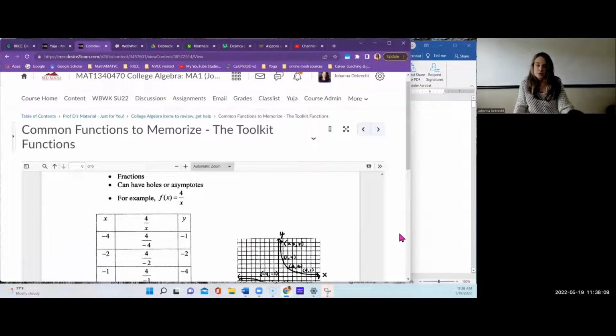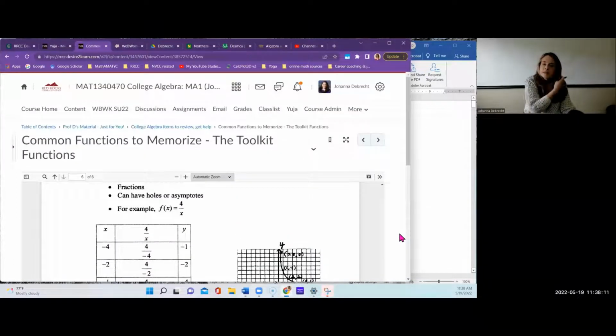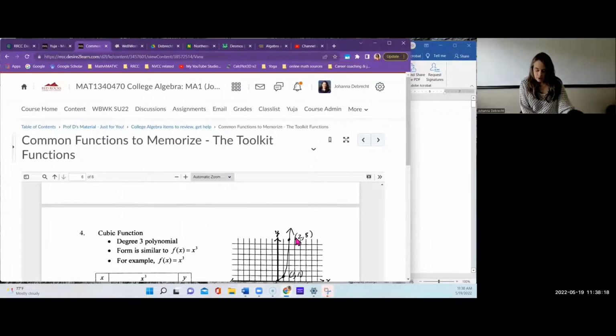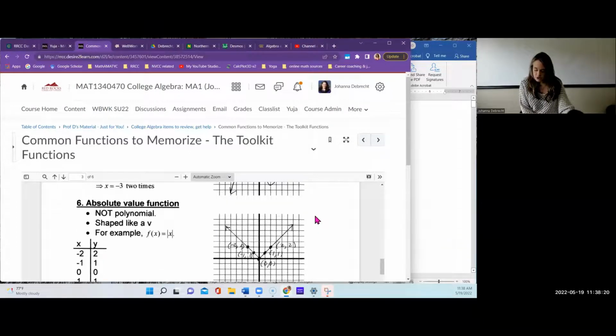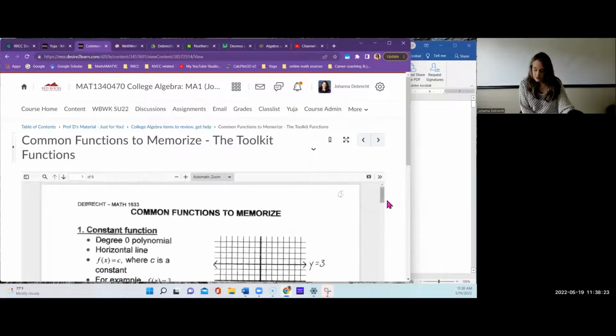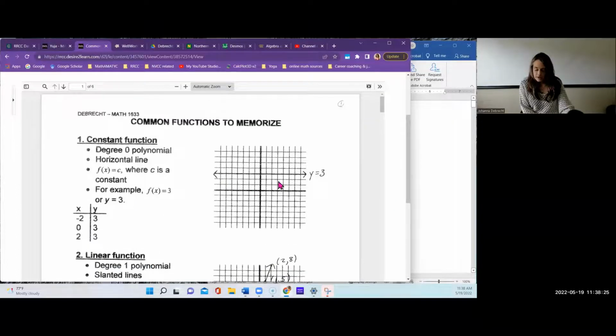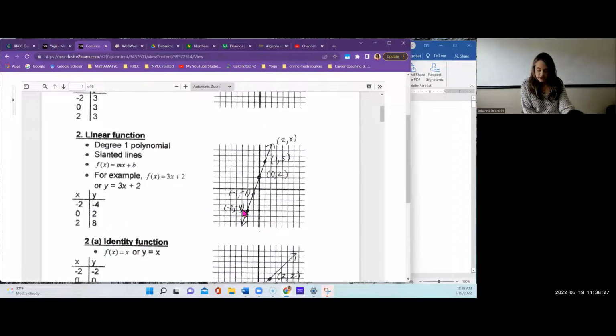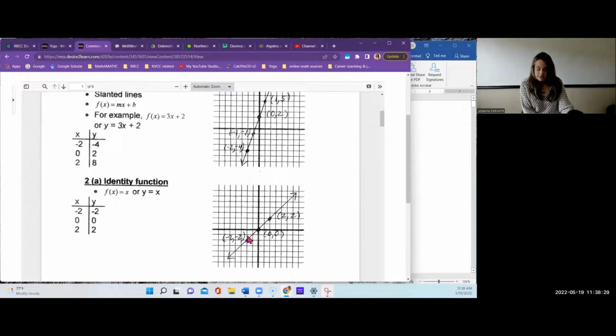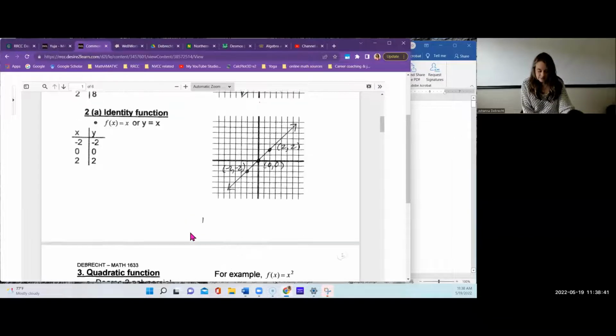I hope this helps you to learn what the toolkit functions basically are. These are the ones that we're going to be using in this section. Again, let's go over what our basic toolkit functions are, just so that you can make note of them in your notes. We have a constant function, we have a linear function, we have the identity function. We won't use lines very much in this particular section because they don't make very good pictures. When we change them, they don't transform too much. They still end up being lines.